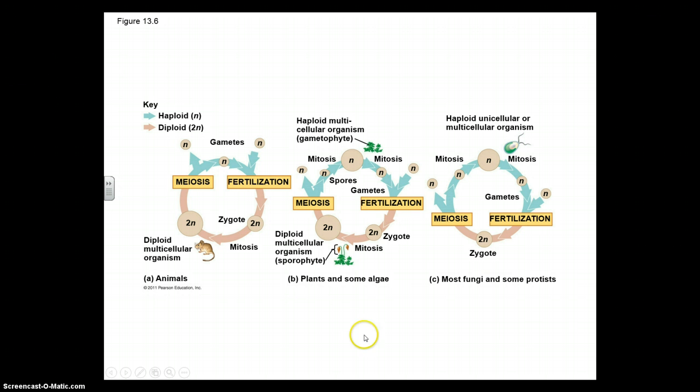So you can see here, if you're looking at animals, animals have the adult, which is a multicellular organism, which is diploid. Then these cells will divide by meiosis, giving us gametes. The gamete requires the fertilization of another gamete before it will divide. And so it will only start dividing again by mitosis once fertilization has occurred, and you have two sets of chromosomes again.